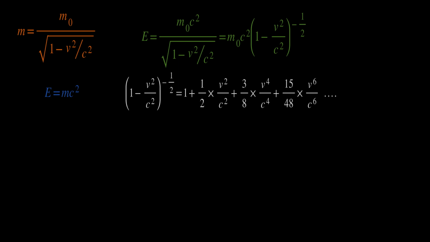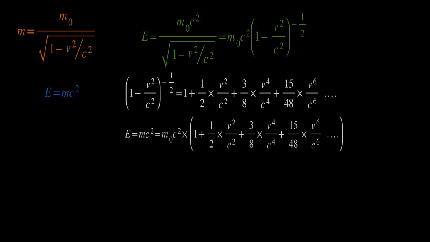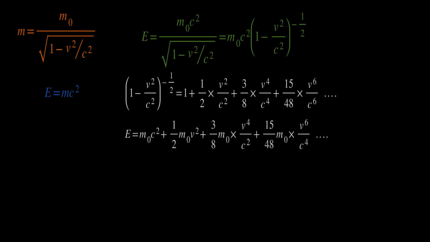And so 1 minus v squared over c squared all to the power of negative 1/2 is just 1 plus a half v squared over c squared plus 3/8 v to the fourth over c to the fourth plus 15 over 48 times v to the sixth over c to the sixth, and so on. Well, to get the energy, we just multiply that by the rest mass times the square of the speed of light. And so developing those, we get the energy is equal to m naught c squared plus a half m naught v squared plus 3/8 m naught times v to the fourth over c squared, and so on.